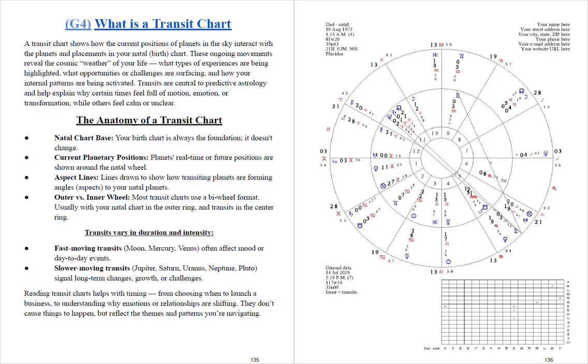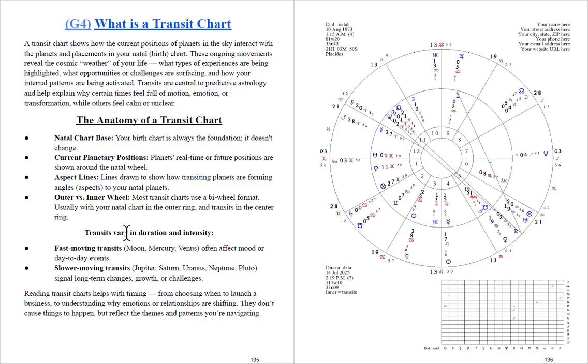Most transit charts are displayed as the bi-wheel with 2 concentric circles. Sometimes some people will list the actual transiting planets on the outside as little ticks that'll be separate from the planets and things that are happening on the inside. But in most cases, it's set up like this, where the inner wheel is the transit and the outer wheel itself is the natal chart. This format makes it easier to see how moving planets interact with the fixed natal placements. The bi-wheel visually reinforces the idea that time moves, but the core self remains constant.